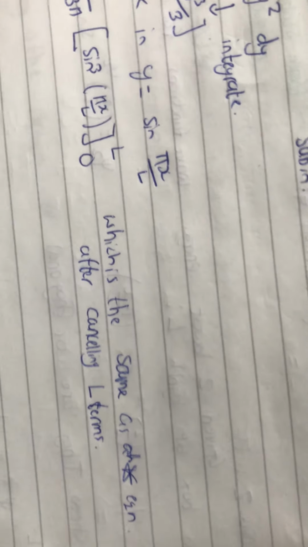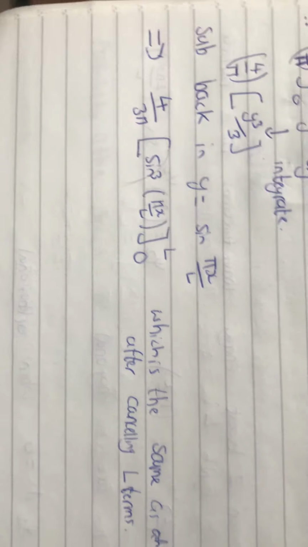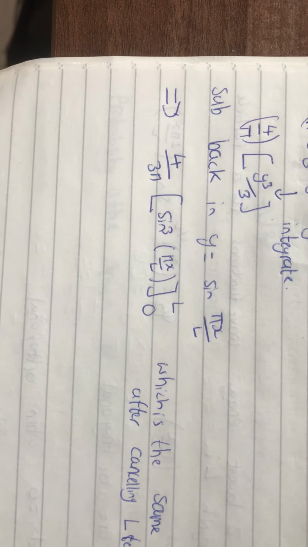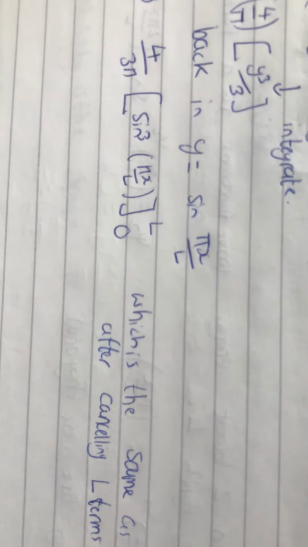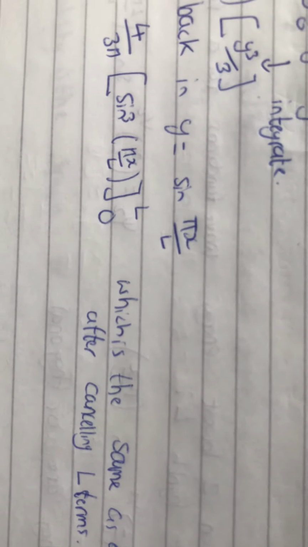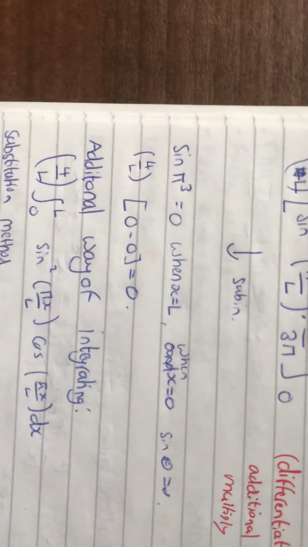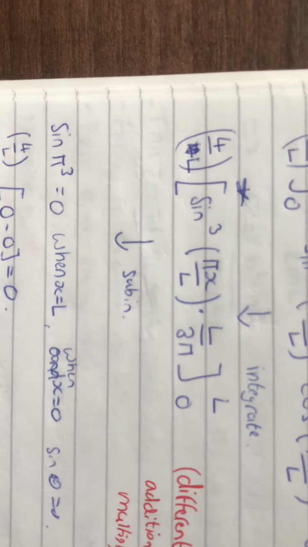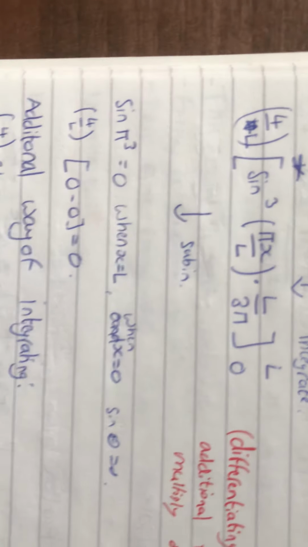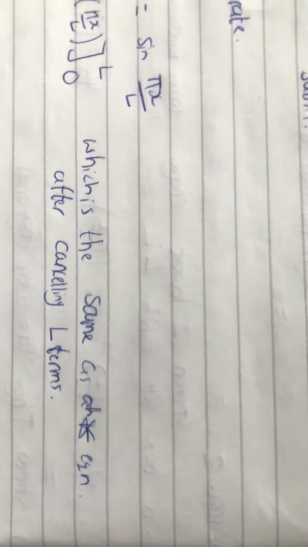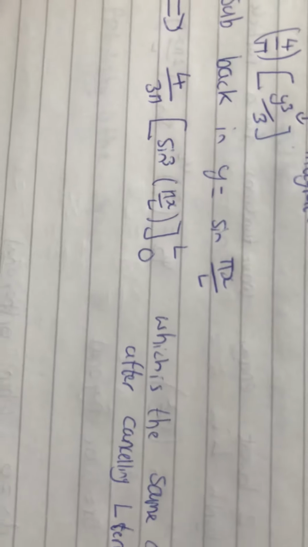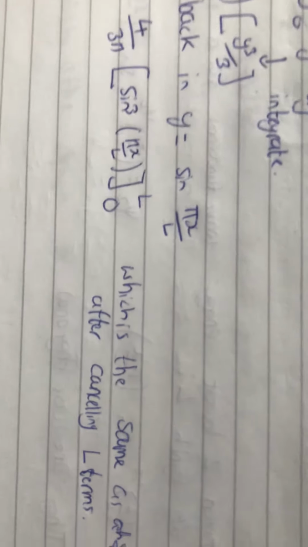Anyway, back down here, if we sub that back in, saying that y equals sine pi x over L, we can show that 4 over 3 pi times sine cubed pi x over L, which is essentially the same as this equation here, which has got the star. We've just cancelled the L's, and this is between L and 0, and once you've substituted all the numbers in, you'll get 0 as well, which shows they're orthogonal.